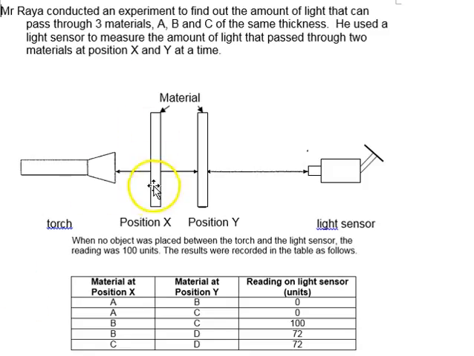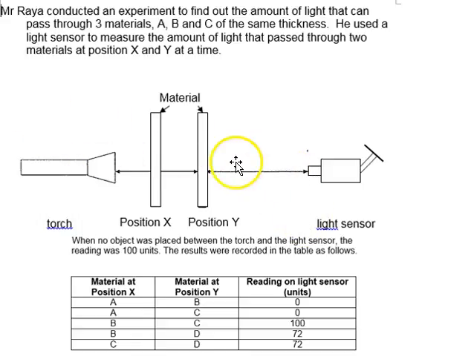So we know that if this is zero, either A or B would be opaque, right? Likewise, when Mr. Raya put A and C, it is still zero. That means either A or C, or both, is an opaque object. Now, when Mr. Raya put B and C, this gets 100. It gets full light from the torch. That means for it to get 100, B and C cannot be opaque.